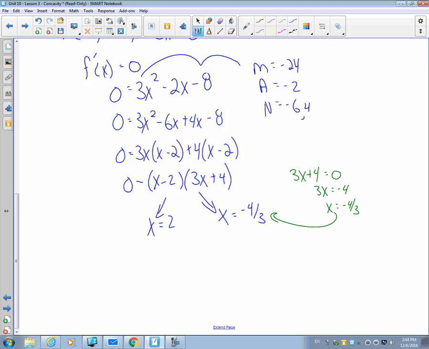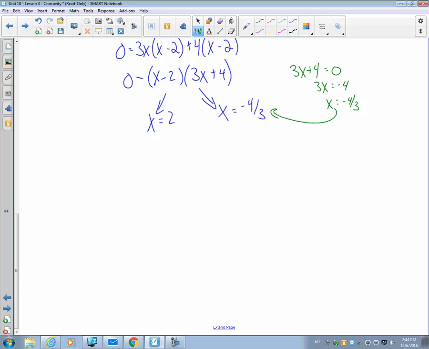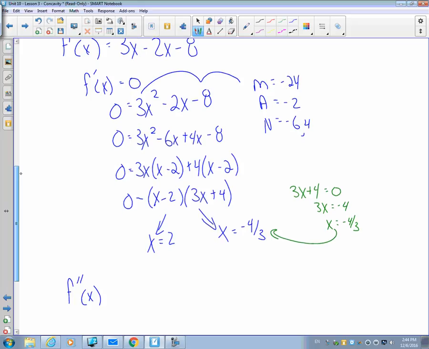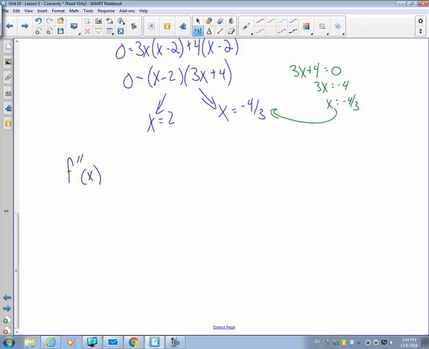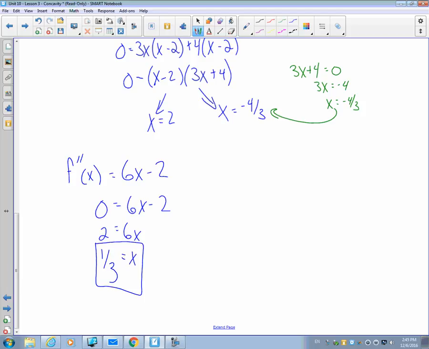Now I could go through and make a sign table if I wanted to for this, or, because I know I'm going to need it down the road anyways, I can use my second derivative test. My second derivative test tells me what their max or mins are, right? So let's take our first derivative and do the second derivative. So we'll get 6x minus 2. I want to know where this one equals 0. So I get x is 1/3. Okay, now that's where my inflection points are happening.